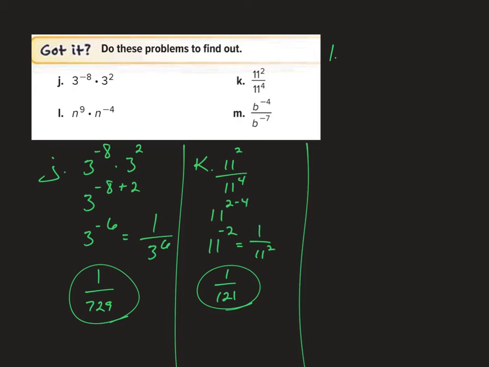For L, we've got n to the 9th times n to the negative 4. I'm multiplying, so I can add my exponent. So I get n to the 9th plus negative 4. And I would just simply end up with n to the 5th.